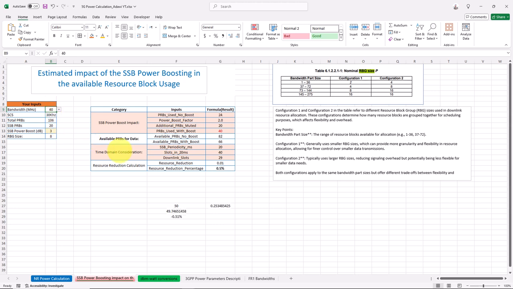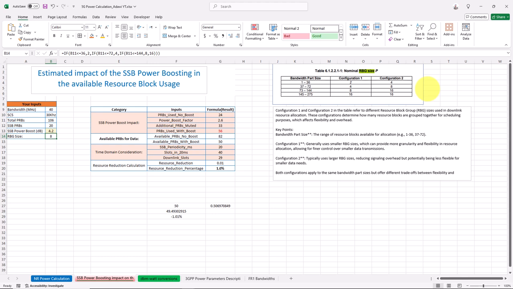And if you increase the bandwidth, for example, it will be less because you are increasing your bandwidth. And also, if you increase the power more, this means you will mute more resource blocks of the PDSCH. So even this value will increase. You can see it now becomes around 1%. Again, this is estimated, but this will just give you some indication about what will happen when you increase the power boosting.